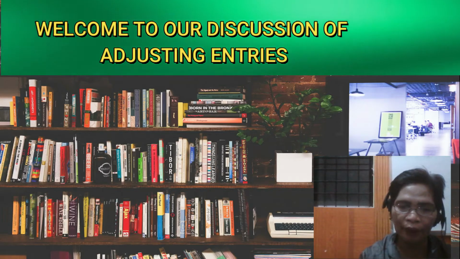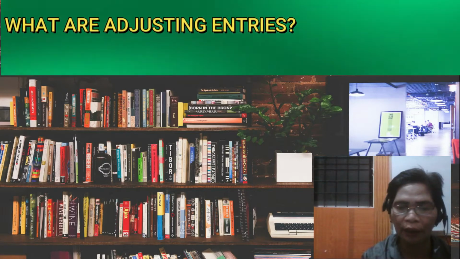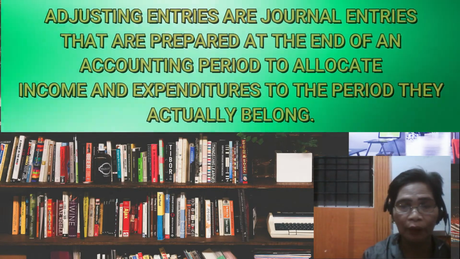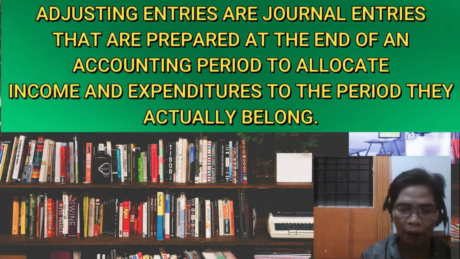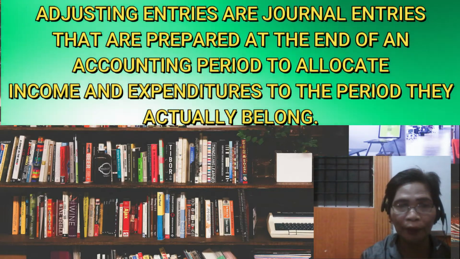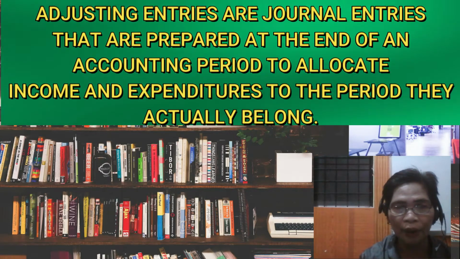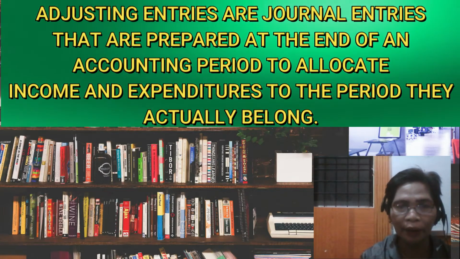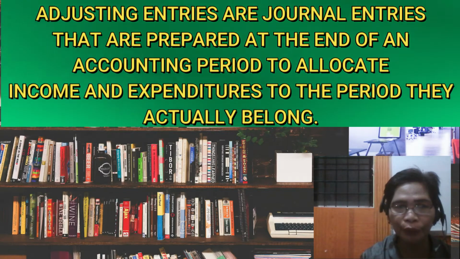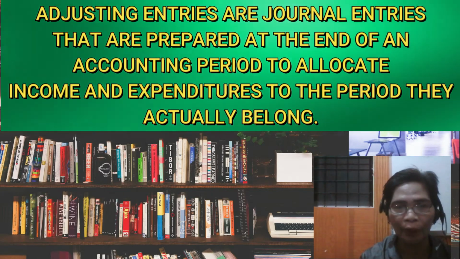So let us try to define what adjusting entries are. Adjusting entries are journal entries made before closing the books of accounting, because their purpose is to allocate the income and expenses to their proper accounting periods. Most of these expenses and income are sometimes a mixture of the future accounting year and the present. So we have to allocate this income and expenses to their proper accounting period.